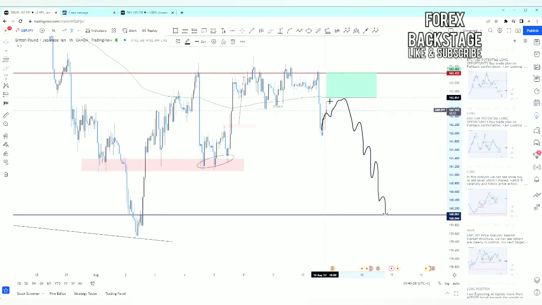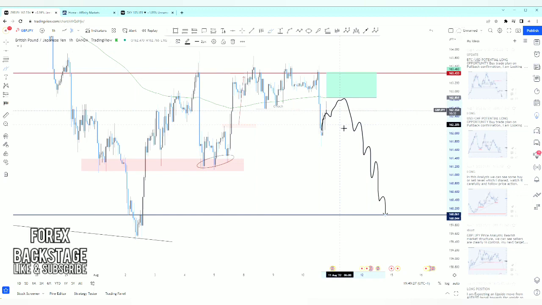I think potentially once we break above this resistance area, we may head back to the 163.200 psychological level. However, once you see price actually respect this current market structure, I think we're going to be heading to 161.500. So that's my view on GJ.